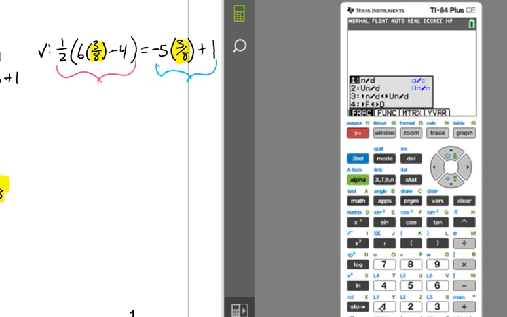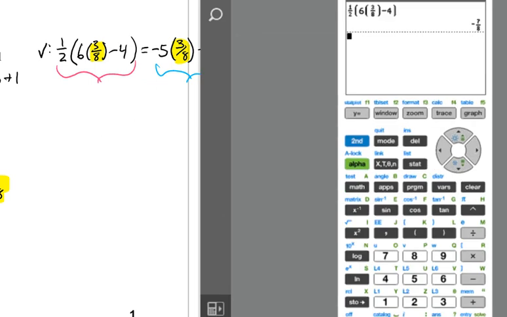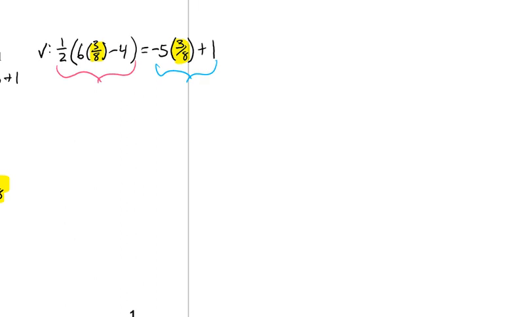So here we go. We're going to plug in 1/2 times the quantity 6 times, and we need to put in our fraction of 3/8, close the parenthesis, and then minus 4. We're going to hit enter, and we get a value of -7/8. So let's write that down, -7/8.